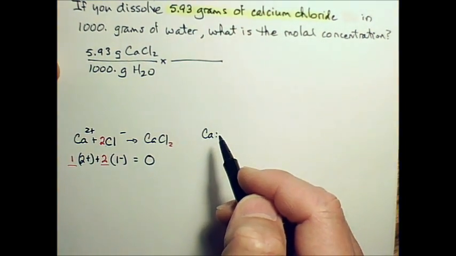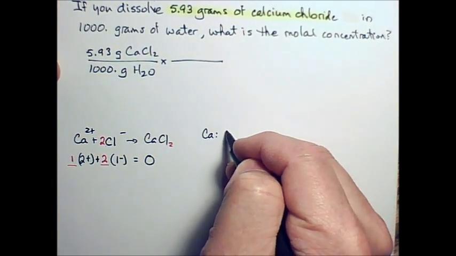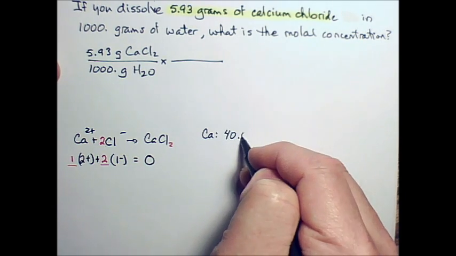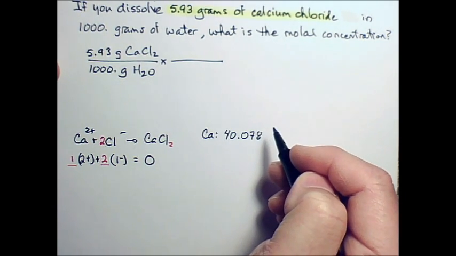Okay, so we've got calcium. It has an atomic mass of 40.078.